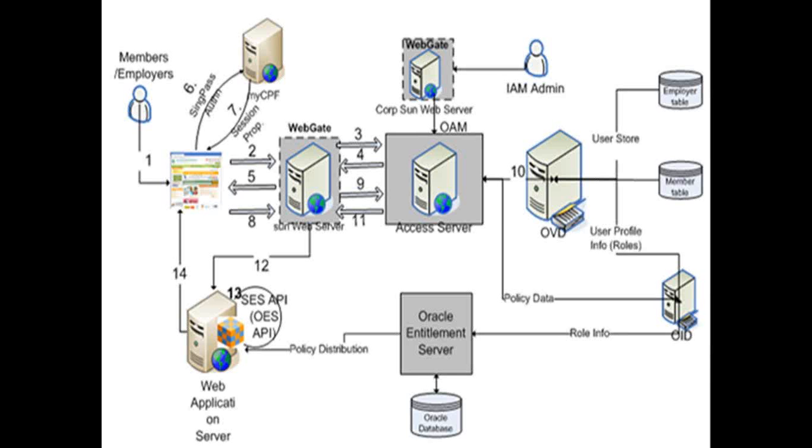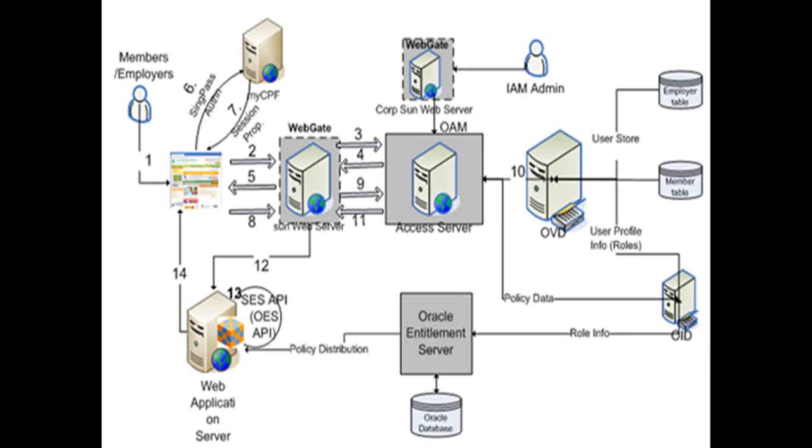So here you see I have done the numbering 1, 2, 3, 4. This is just the IDM workflow in a live system. Members sitting in a PF board log in, and it goes to the web gate. As I said, the web gate is installed on the web server, the OHS. Via the web gate, the request is hijacked and goes to the OAM server for authentication and authorization.